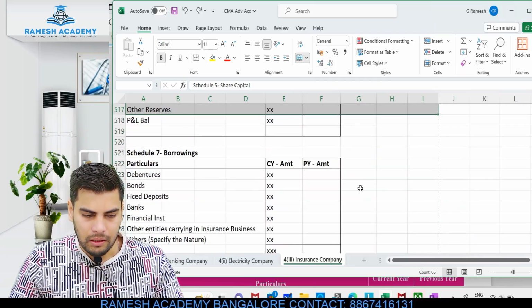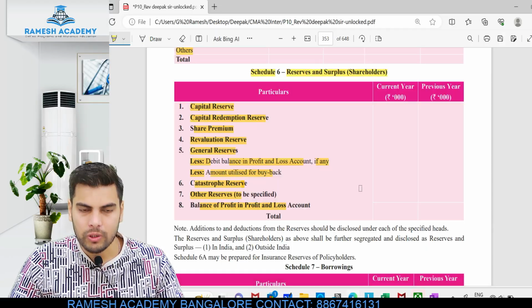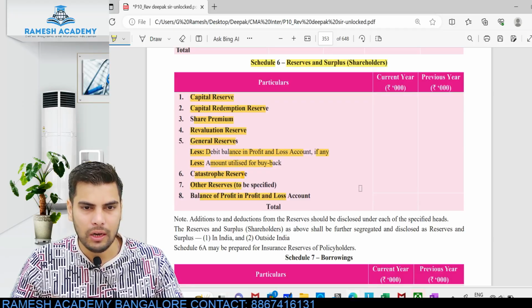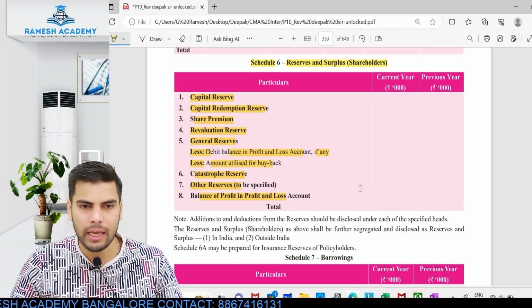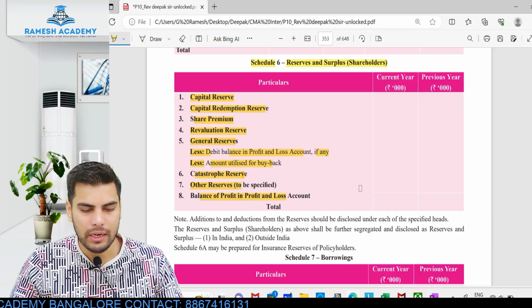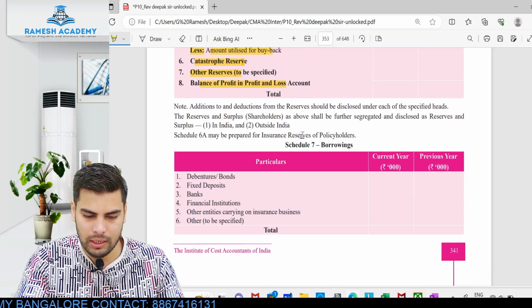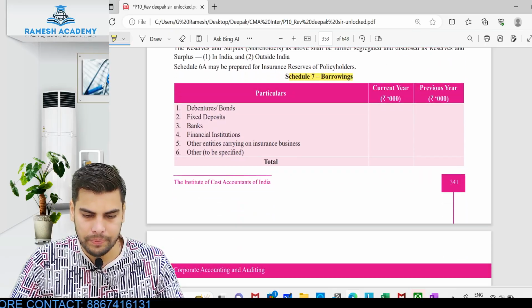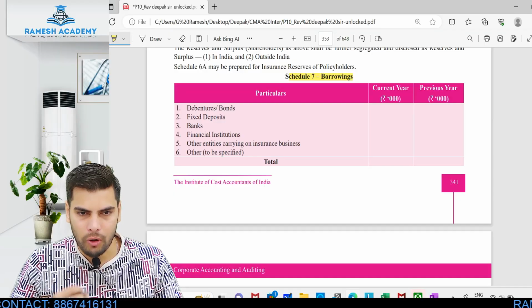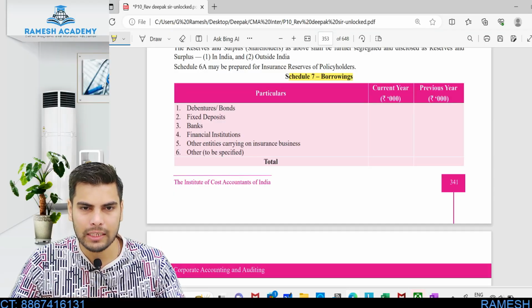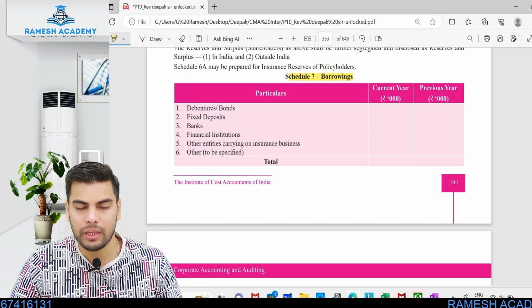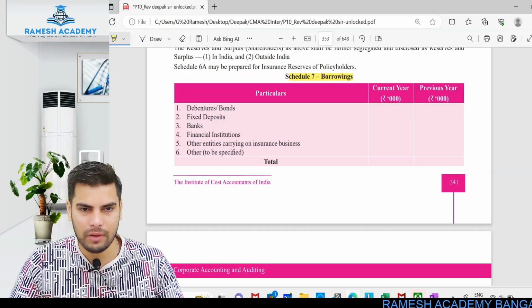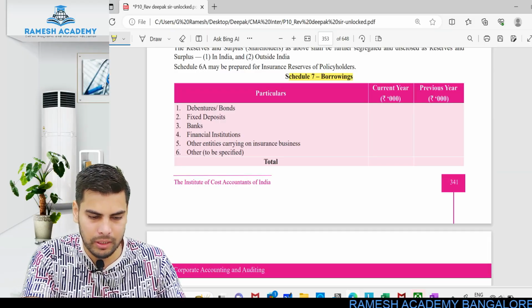So fine, let's speak about the next schedule, that is schedule 7. Schedule 7 is with respect to your borrowings. 8 is with respect to your investment, 9 with respect to loans and advances, 10 would be your fixed asset. So let's look into the schedule number 7, that is related to your borrowings. Now, any amount, whatever you're borrowing, whether it is from the banks, whether it is from the financial institution, whether it is from the other companies which are carrying on the insurance business, everything will have to be disclosed over here. Pretty much self-explanatory.